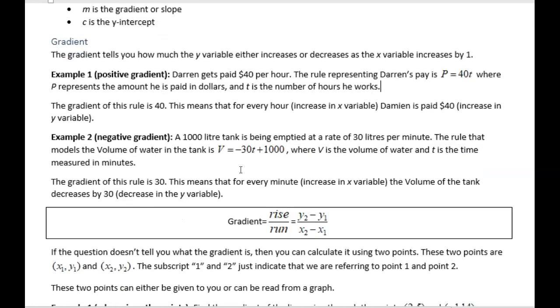So just focusing on the gradient for now though, the gradient of this rule, for example 2, is negative 30. So for every minute, the volume of the tank decreases by 30 litres. Okay, so remember also that we don't use x and y, we're using t to represent the x variable and V to represent the y variable, because we have a context.